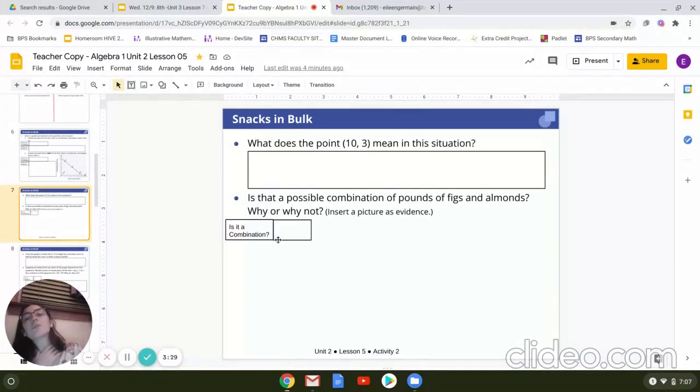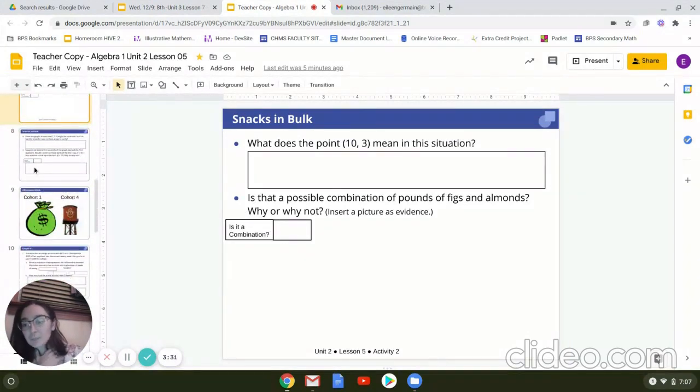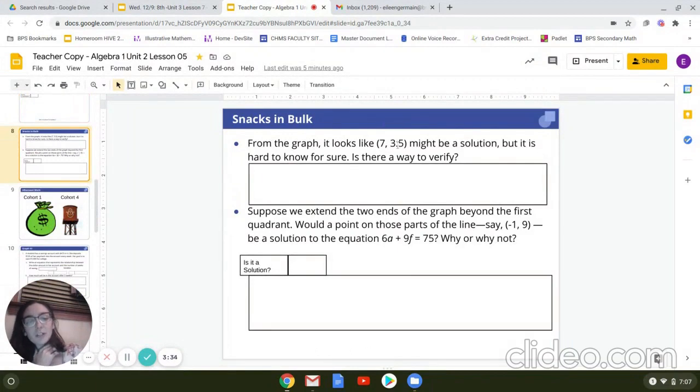Then we took it one step further, looking at a coordinate pair. What does it mean in the context of the story? And then we had to identify, was it a possible solution or not? From there, we looked at another point and talked about it in context. We were given this -1, 9. Is that a possible amount of figs and almonds that we could buy? No, it was not, because we bought -1 pound of figs. That's literally not possible. So it is a solution in this equation, but in the context of the story, it's not going to happen. It's one of those constraints. They both have to be positive numbers.